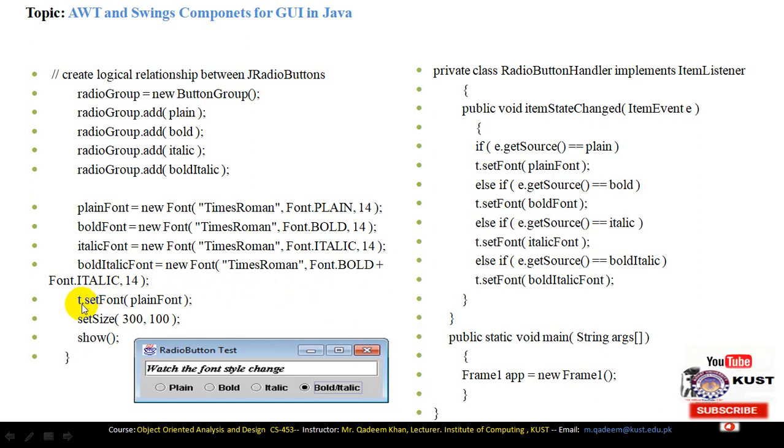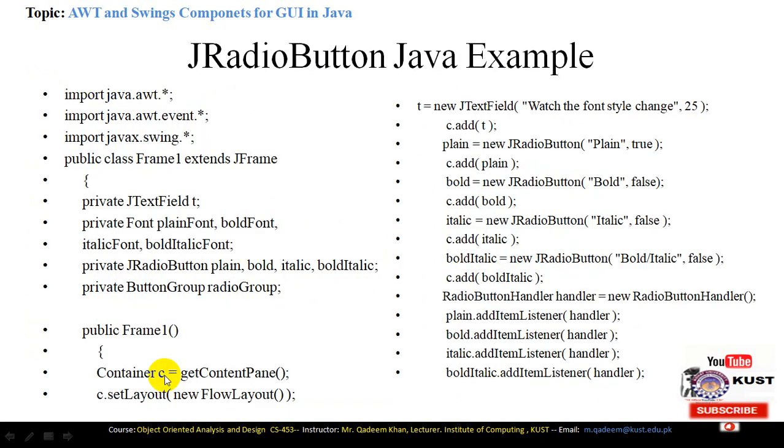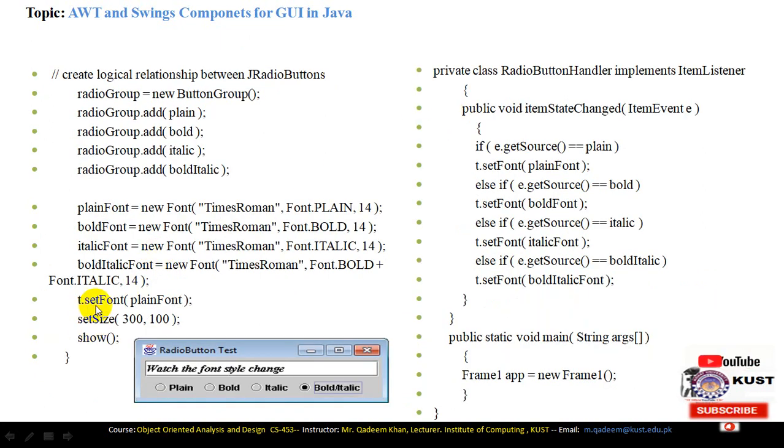Here, text box t is in fact the text field which we have defined here. So here t.setFont means first of all the plain font will be the default font of the text field. Then we have defined setSize(300, 100), which means that 300 pixels in length and 100 pixels in width will be the dimension of the GUI. So 300 pixels along the x-axis and 100 pixels along the y-axis.